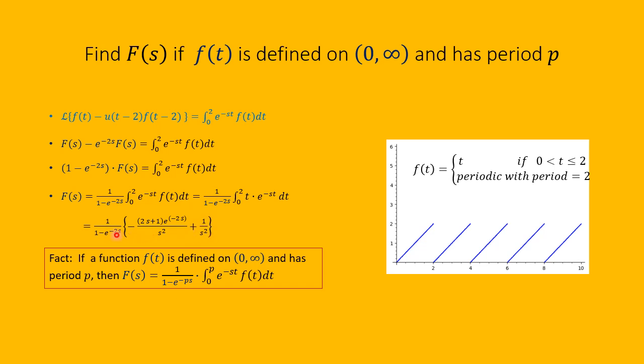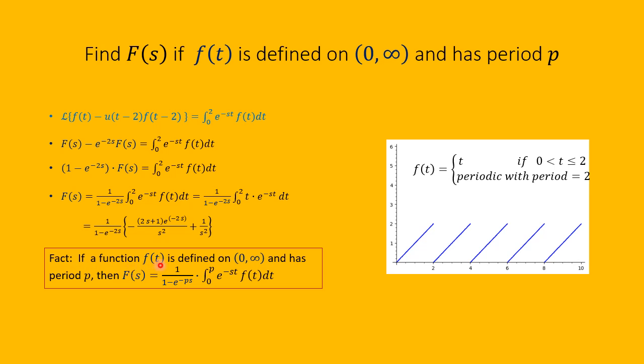So we have two factors in this formula for F(s): this fraction times all of this stuff. Now, there is nothing particular about using a function periodic with period 2. We could have used the same technique to find the Laplace transform of any function that has a period of p. p might be 2, might be some other number. So we have the following fact.